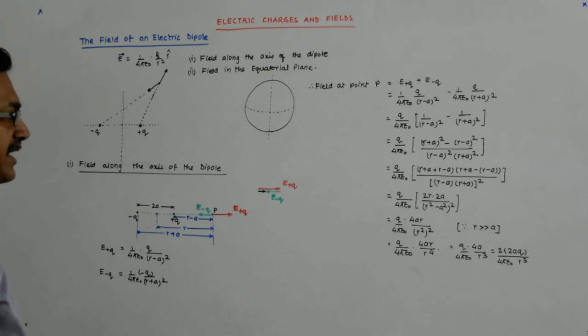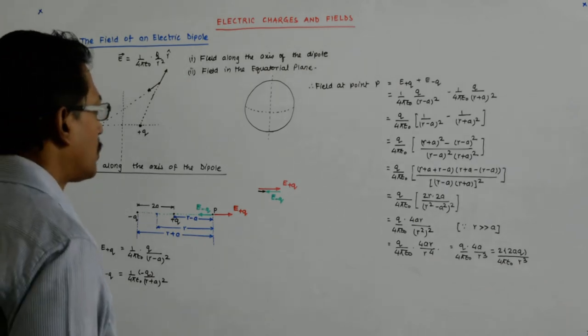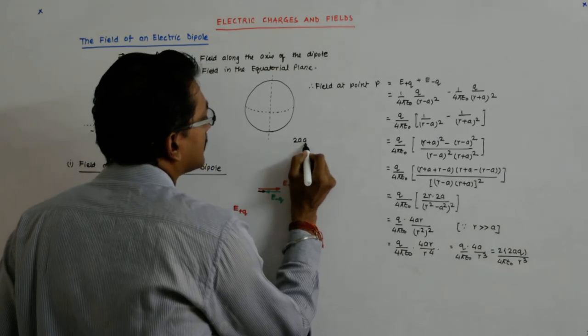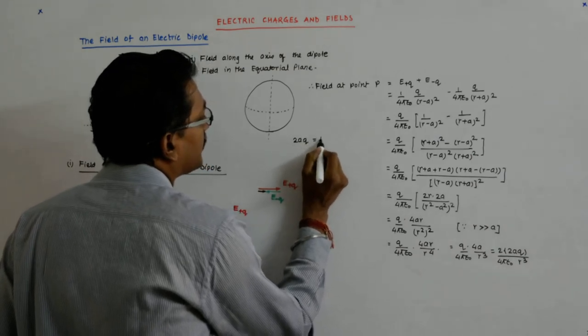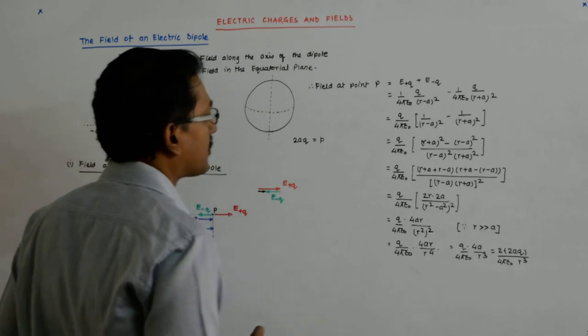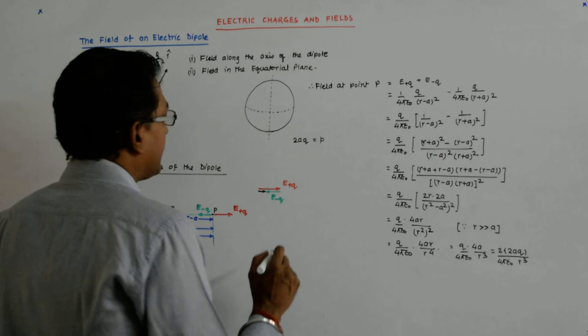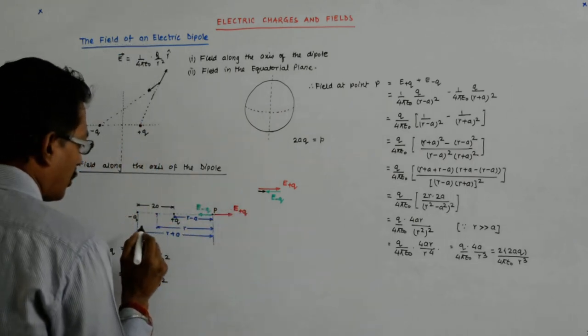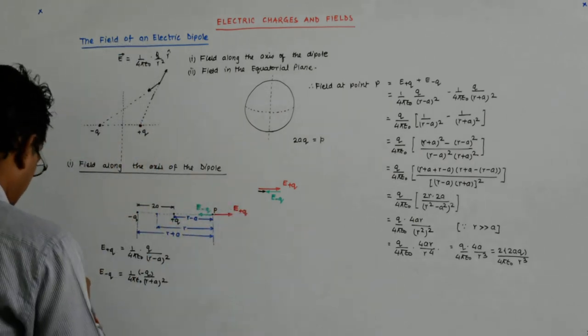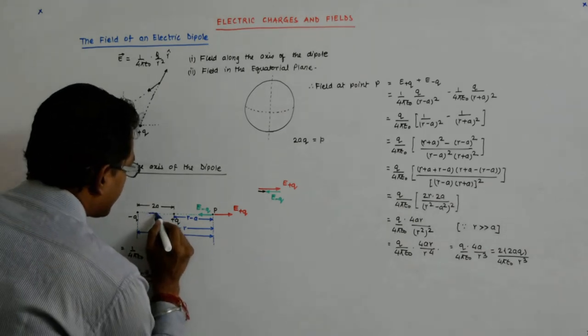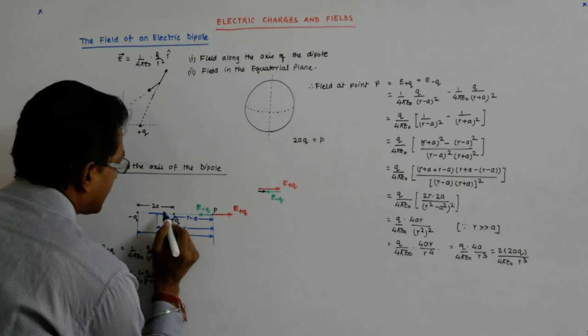Now what is 2aq? 2aq, as we had seen, is the dipole moment which we denote by p. We denote it by p, and the direction of the dipole moment is from the negative to the positive. This is the direction of the dipole moment.